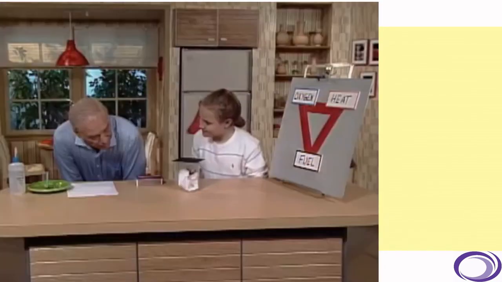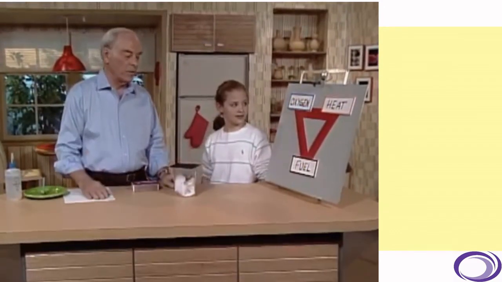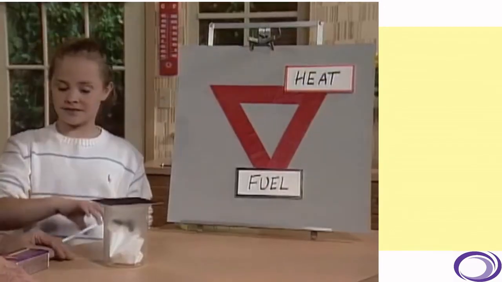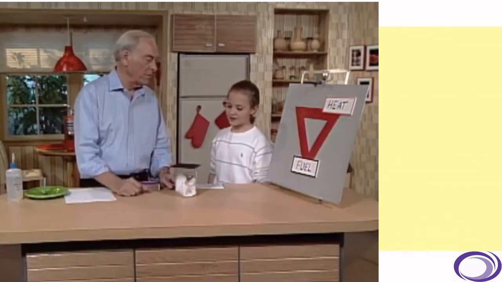Why? Well, remember I said you have to take away one of these things and the fire would go out. What did we take away? We took away the oxygen. Right, because we smothered it. In other words, we prevented more oxygen from getting into the fire.